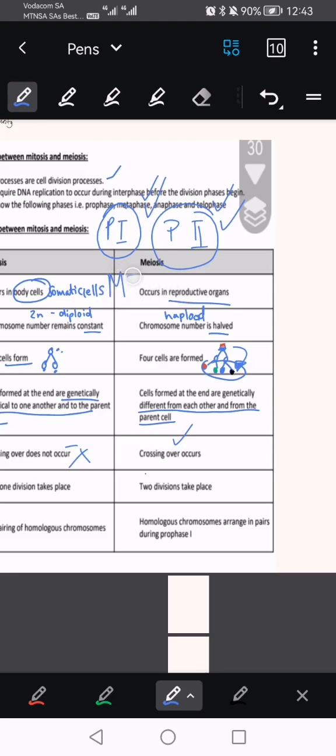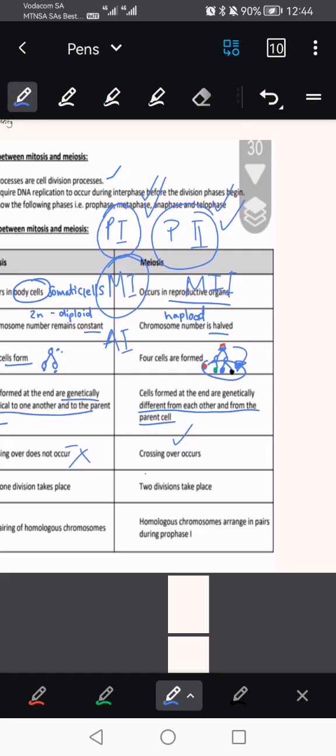In metaphase 1, we see homologous chromosome pairs, and in metaphase 2, we see single chromosomes. In anaphase 1, we see full chromosomes moving to opposite, no, I'm talking nonsense here. Sorry. In metaphase 1, we see homologous chromosome pairs lining up at the equator. In metaphase 2, we see single chromosomes lining up at the equator.